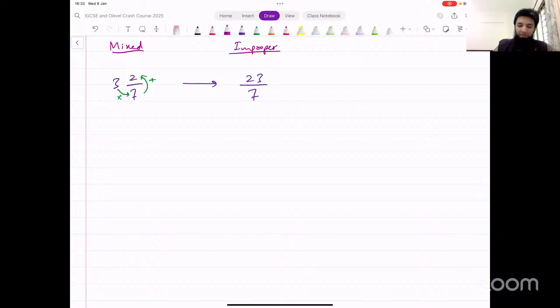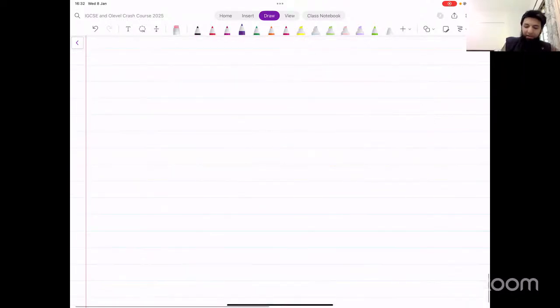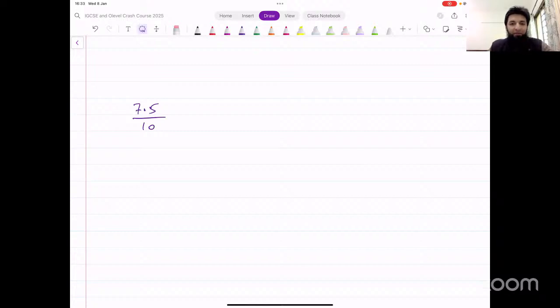So, for instance, you might end up getting something like this: 7.5 divided by 10. Now, this is a fraction. Generally, you cannot leave this as a final answer in the exam, because this is not the proper way, not the formal way of writing fractions. Generally, we don't want decimals in fractions.